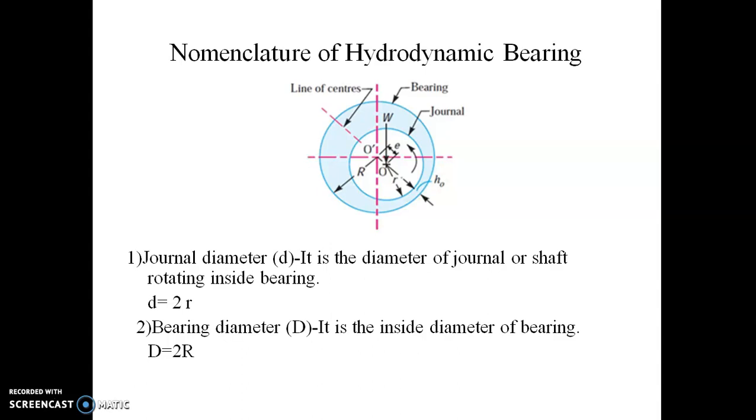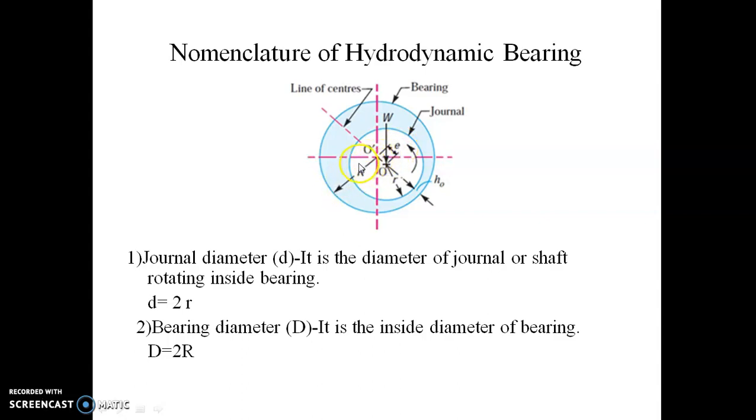Now we'll see the nomenclature used in hydrodynamic bearing. Here is the shaft, the center of the shaft is O, and the center of the bearing is O dash. The distance between these two is known as eccentricity e.